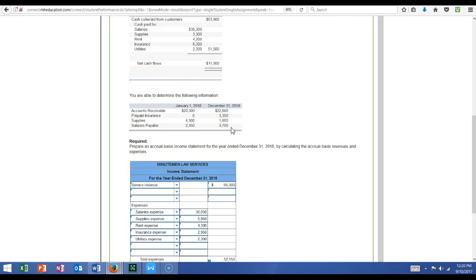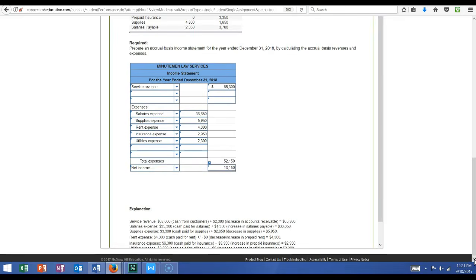because remember, the salaries expense isn't just what you paid, it's what has been incurred. So at the end of the year, they must have had $3,700 of salaries that they debited to salaries expense and credited to salaries payable, but we haven't paid the bill yet. So if we take the $3,700 plus the salaries that we've paid out of $35,300, subtract our salaries payable from the beginning of the period, we're going to come up with the same $36,650.